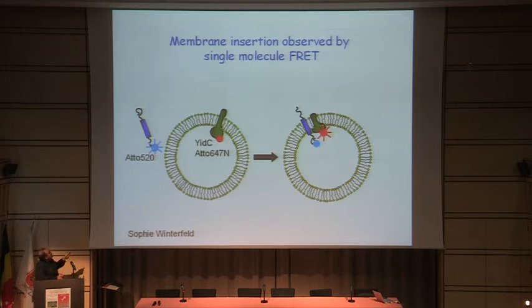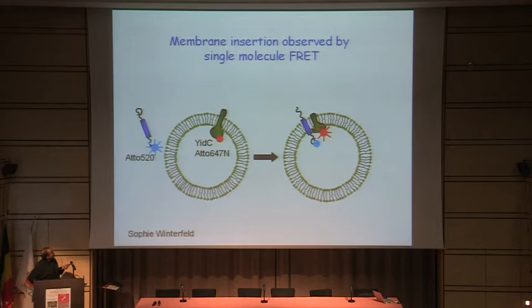So now we labeled with fluorescent dyes the coat protein, for instance, the N-terminus of the coat protein, and we label also the YidC protein with another dye. So if the two dyes come together, we can measure FRET. So this was done by a graduate student, Sophie Winterfeld, in the lab. Actually, she could observe the FRET events during membrane translocation. So placing, of course, the fluorescent dyes in the adequate positions.